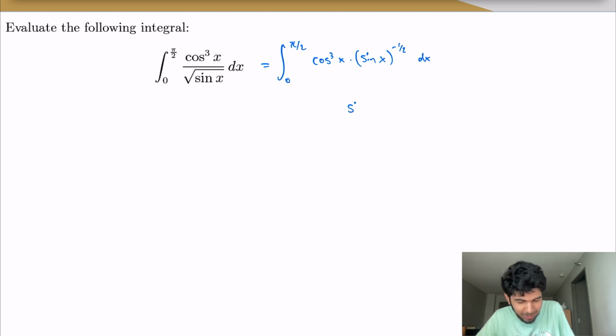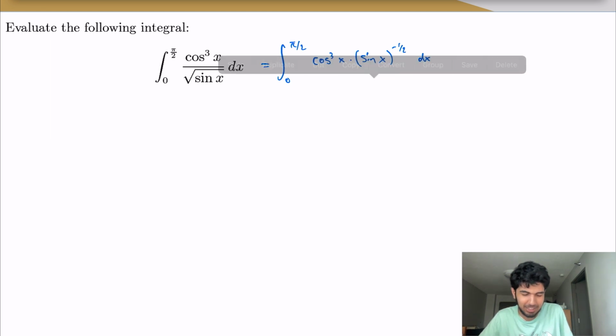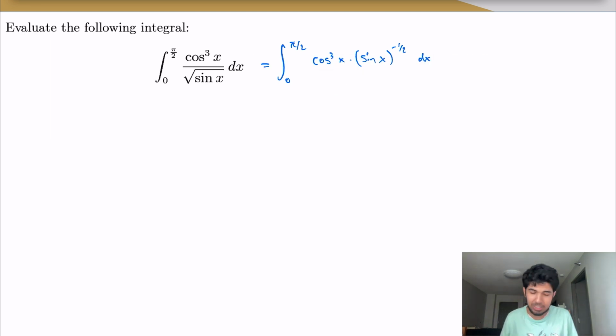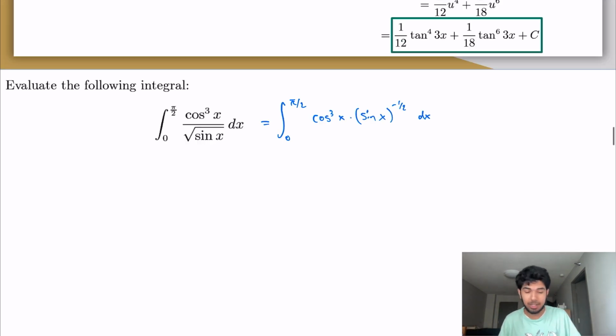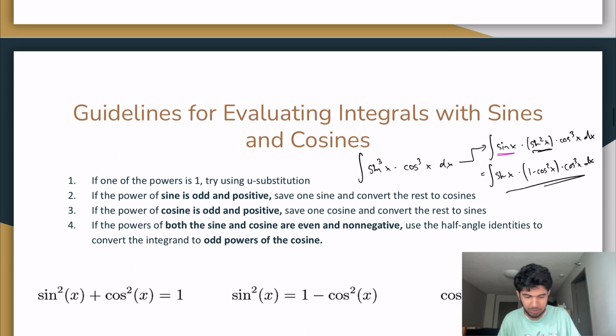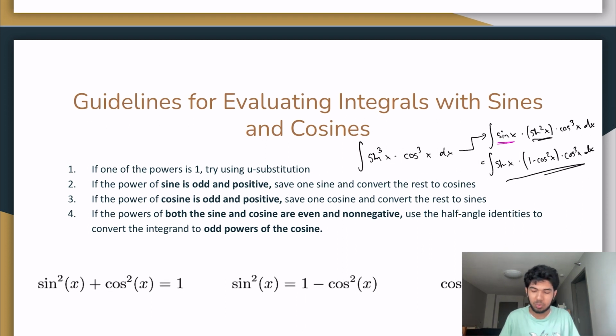And sometimes I might write sine to the negative 1/2 of x, which is not superb notation, but in case I do that, it's just for you to know it's the same thing as sine of x to the negative 1/2 power. So that's what we have to deal with. How are we going to solve this? Let's look at our guidelines. So the guidelines say, if one of the powers is 1, try using u-substitution. Our powers were 3 for cosine and negative 1/2 for sine. So guideline 1 won't work.